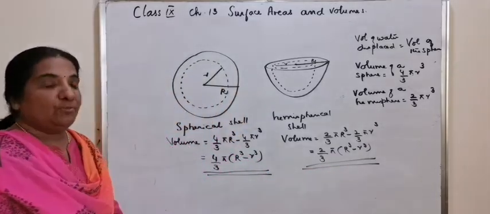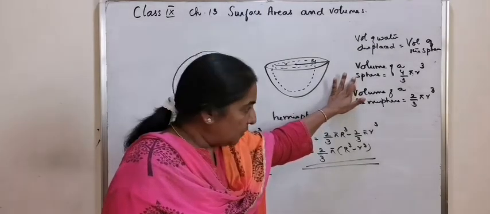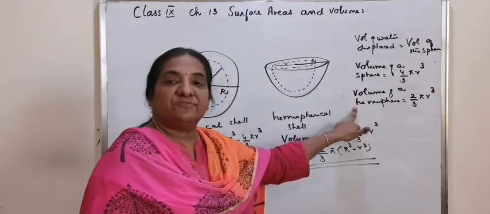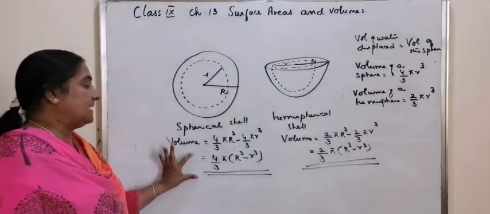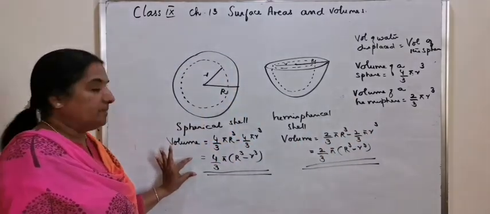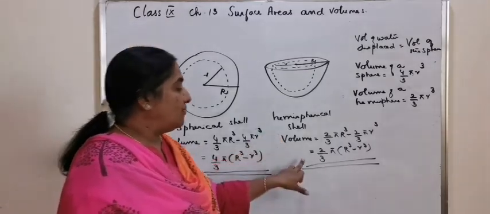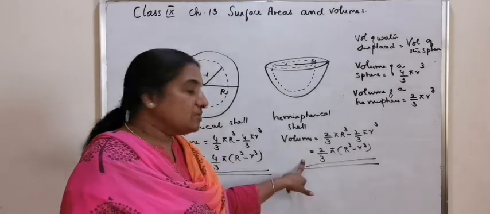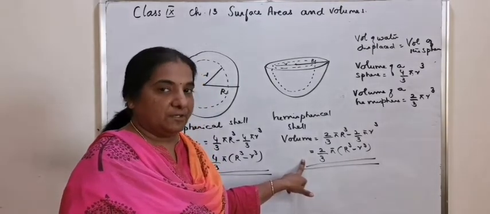Thus, the volume of a sphere is derived as 4 by 3 pi r cubed. Volume of a hemisphere is 2 by 3 pi r cubed. The volume of a spherical shell is 4 by 3 pi times capital R cubed minus small r cubed, and volume of a hemispherical shell is 2 by 3 pi times capital R cubed minus small r cubed.